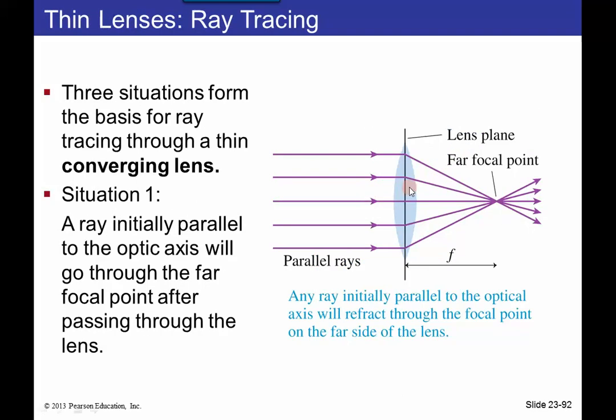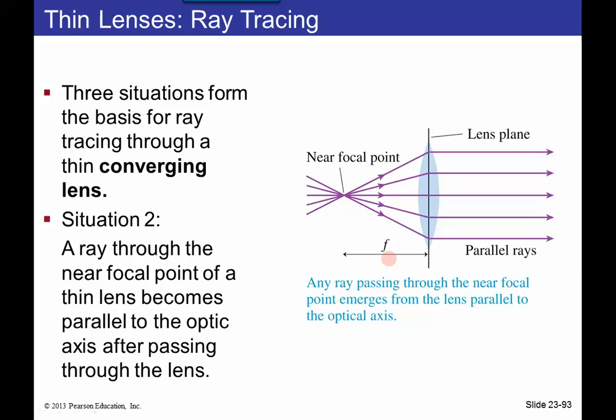So for thin lenses, there are three situations that we can use to analyze them. The first situation is when a ray is initially parallel to the optical axis. So you have these rays coming and they are all parallel. As they get to the lens, they get refracted and they all converge here. This is your focal distance here. And so this is the first situation.